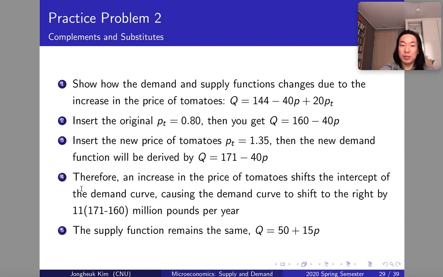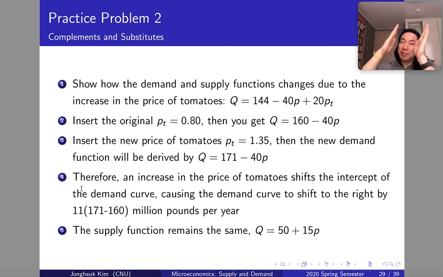So now we put in the original tomato price, 80 cents, and then we get one demand curve, and we put in the new price of tomato, 135, and then we have the new demand curve for the avocado. Okay, we are talking about equations number 2 and number 3. Then we can find the difference between those two. How big is the difference between the number 2 equation and the number 3 equation? There is an 11 shift in the constant number.